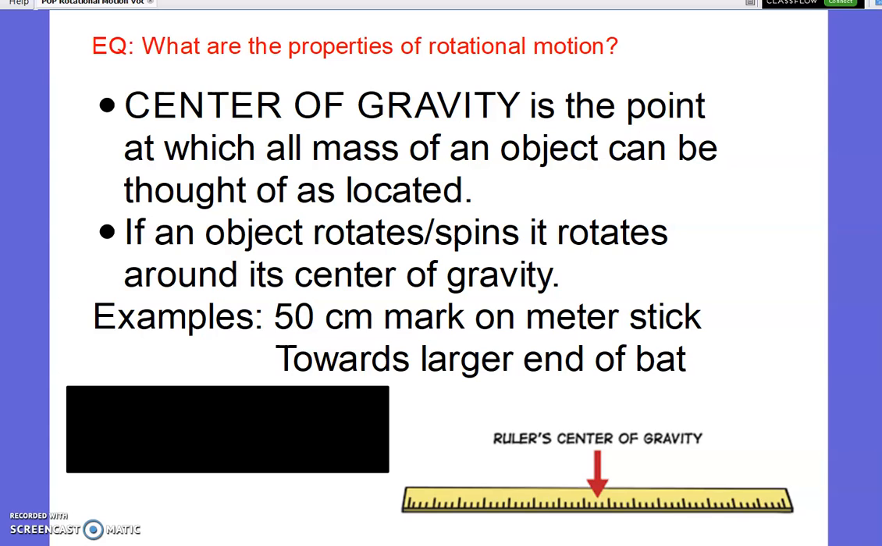However, for something that is asymmetrical, for something that is not the same on the left as it is on the right, like a baseball bat, the center of mass or center of gravity is located towards the larger end. So for a baseball bat, the center of mass is towards the larger end of the bat.